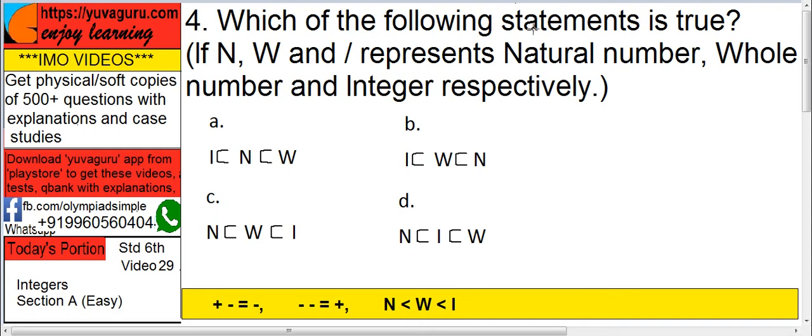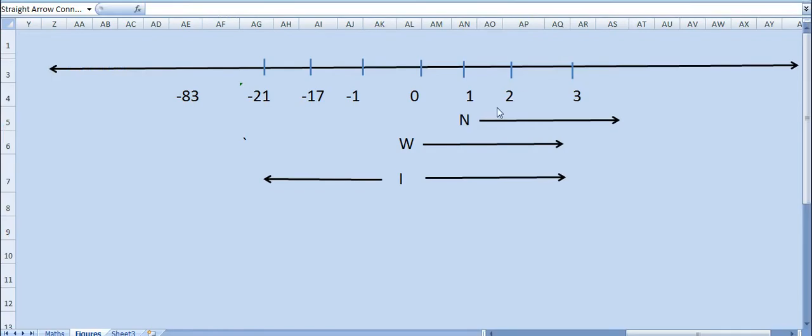Which of the following statements is true if N, W and I represent natural, whole numbers and integers respectively? First, see what these numbers are. N means natural numbers. They start from 1 and go up to infinity. W means whole numbers. They start from 0 and go up to infinity.